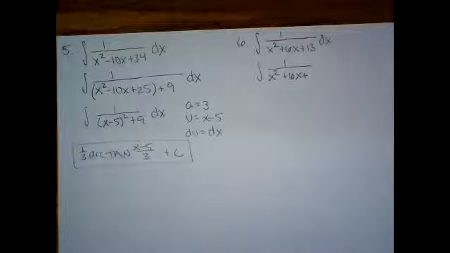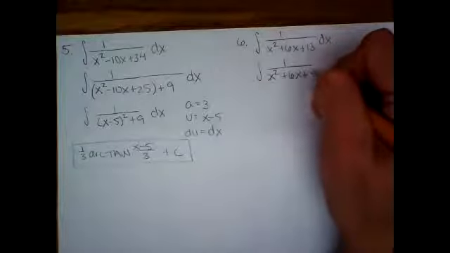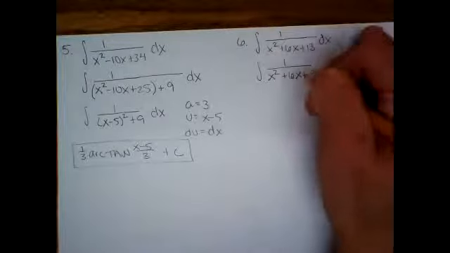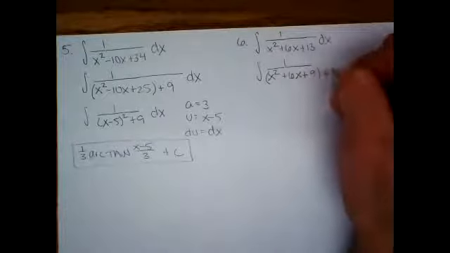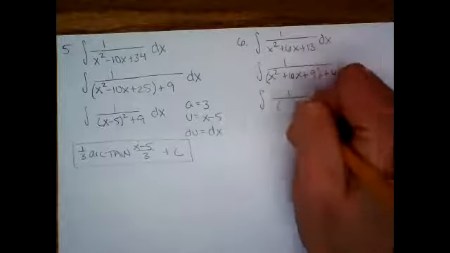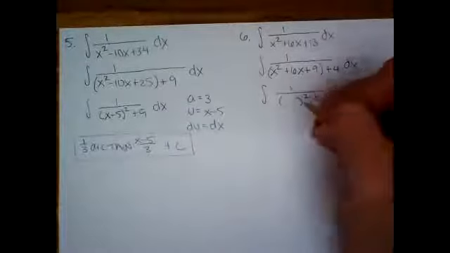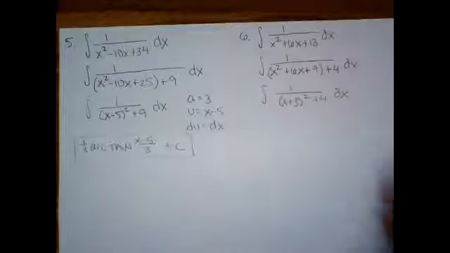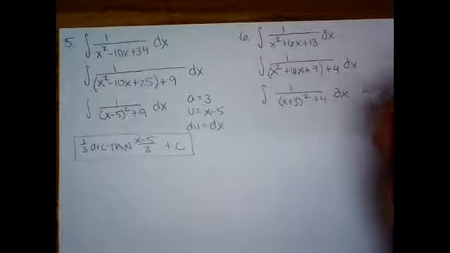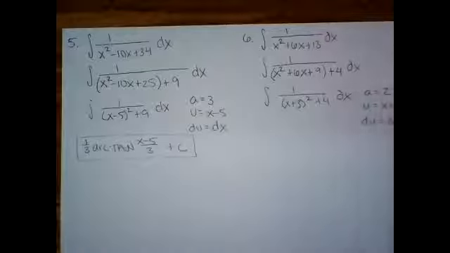All right, so what did you add on to complete the square? 9, good. And then at the end, you'll have plus 4, good. All right, so that will be something squared plus 4. And so what is the something? X plus 3, good. So A would be 2, U would be X plus 3, du would be dx.